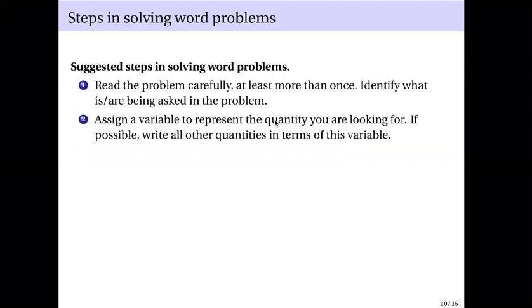Assign a variable to represent the quantity you are looking for. So once you have identified what is or are being asked in the problem, you assign a variable to that quantity. And then there's a possibility that there are other quantities involved in the word problem. As much as possible, you write all those other quantities in terms of the variable that you already used.